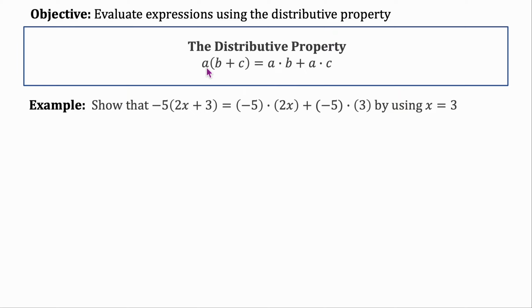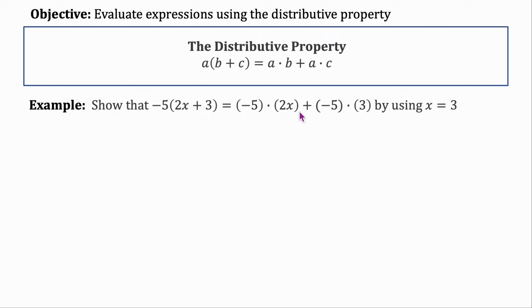So we can take this front quantity and then we can distribute it. We can multiply it times the b, and we can multiply it times the c, and that frees up those parentheses. Now, we can show that these two things are equal, or that the distributive property works, by using substitution. So let me show you that in this video.